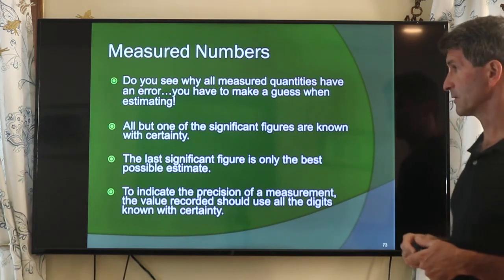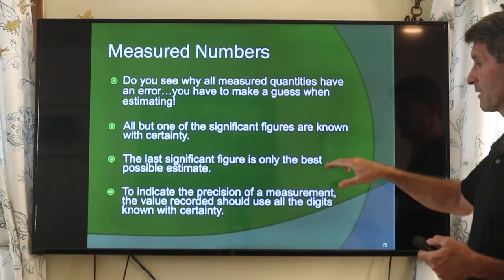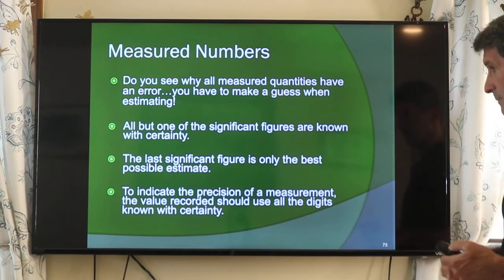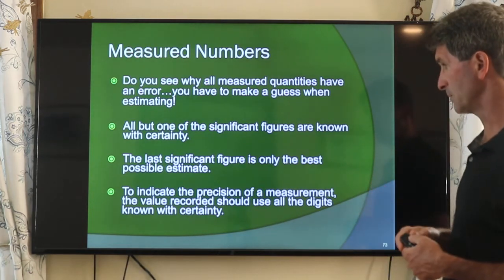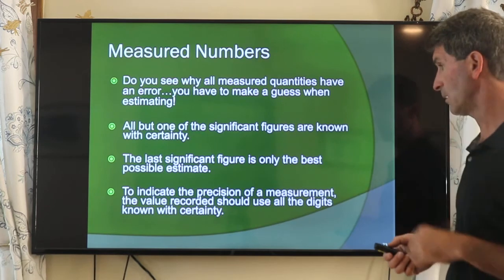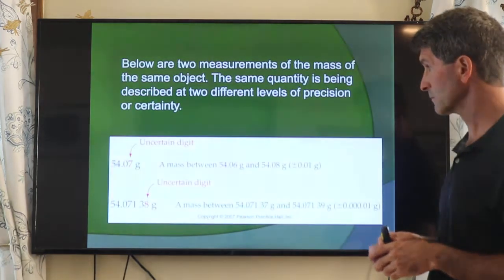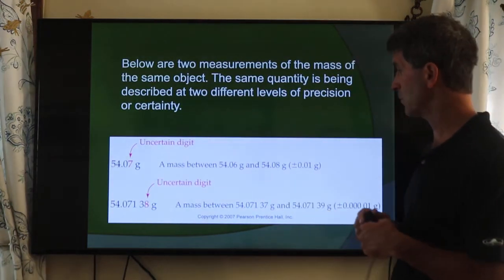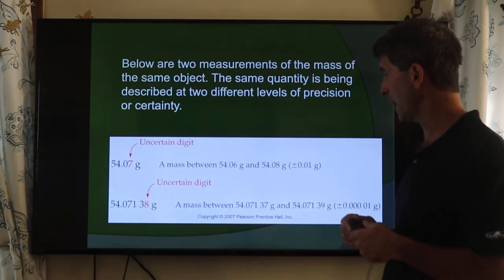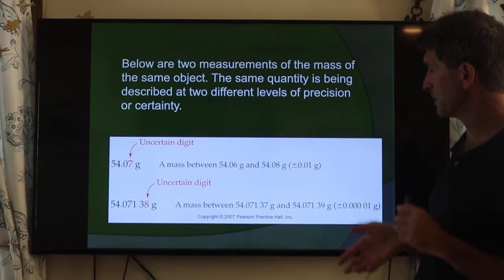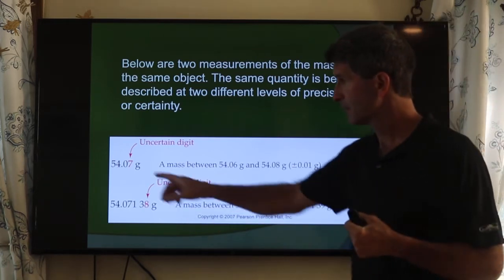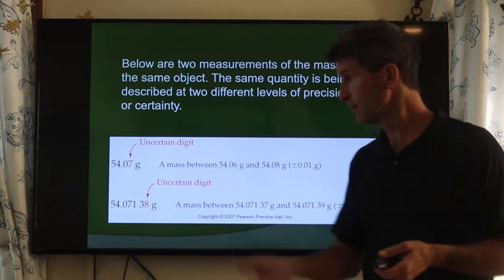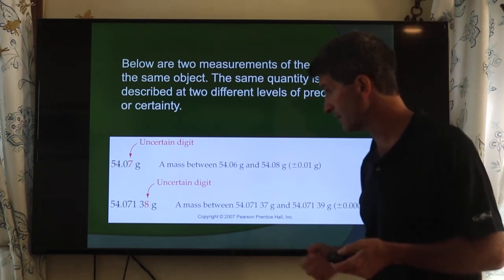all but one of the significant figures are known with certainty. So the last significant figure is only the best possible estimate we have for that last digit that we're throwing in there. To indicate the precision of a measurement, the value recorded should also use all the digits with known certainty. In this case, we have a mass between 54.06 and 54.08. So we know it plus or minus 0.1 grams. So again, that digit right there is uncertain. It could be almost as low as 0.06, it could be almost as high as 0.08.